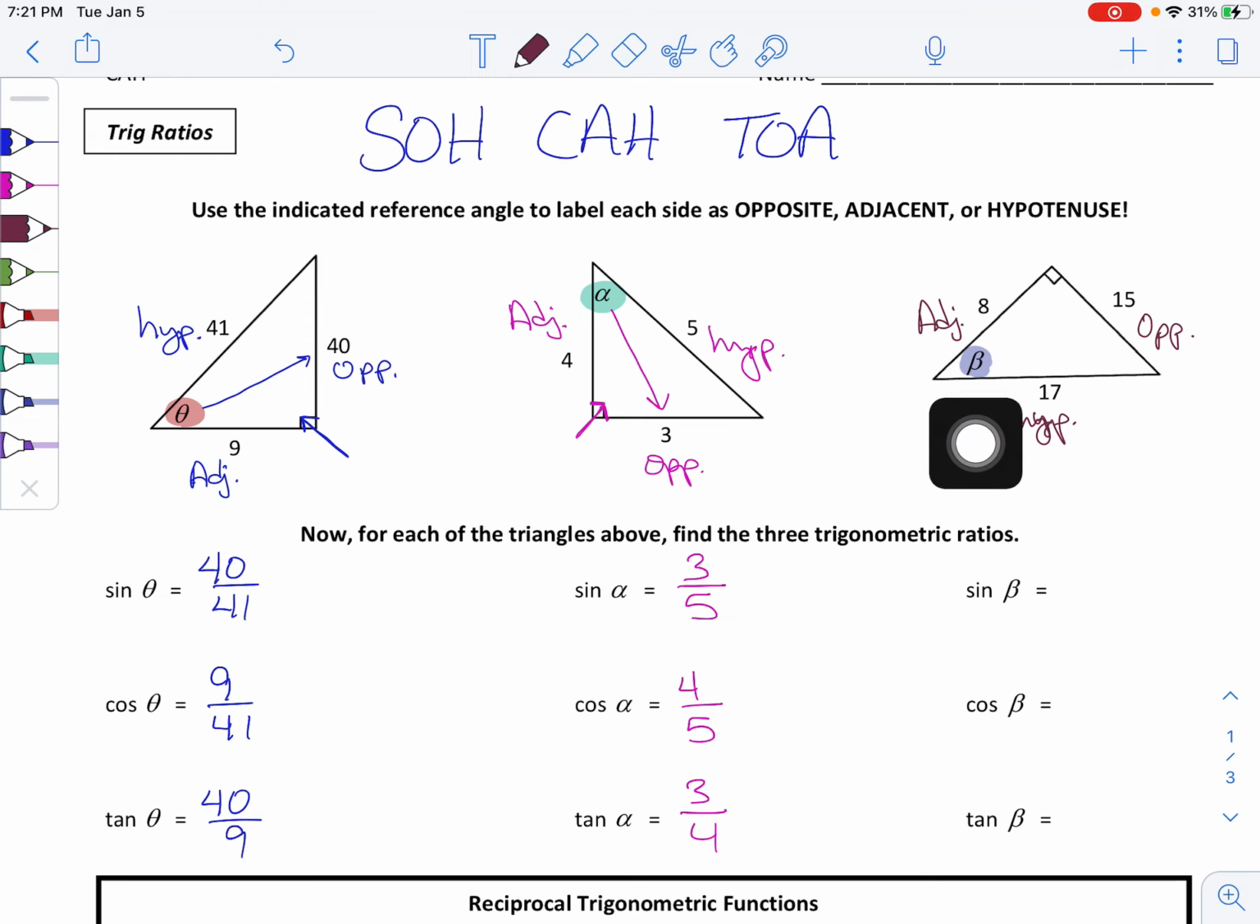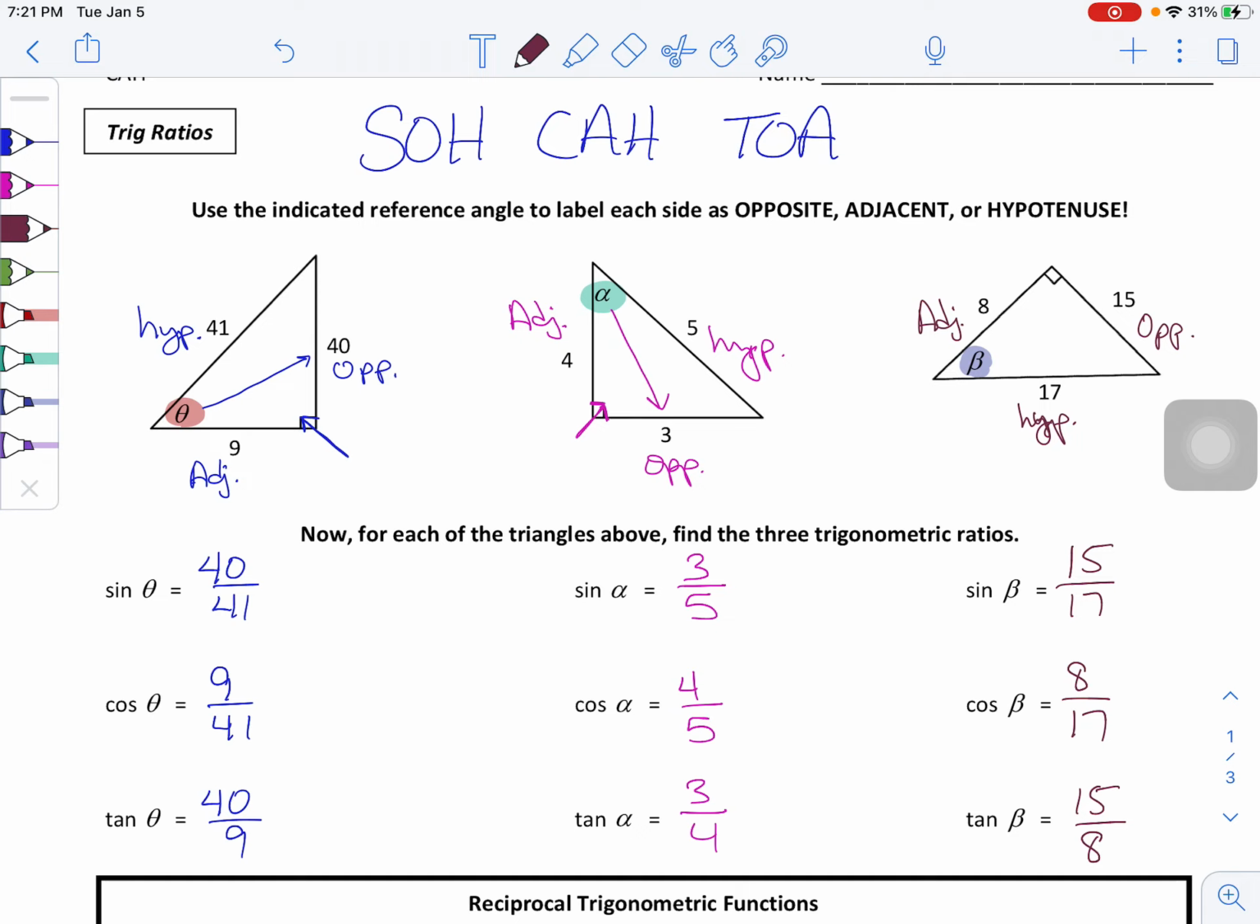Last set here is beta. So let's see, sine is opposite over hypotenuse. Cosine is adjacent over hypotenuse, and tangent is opposite over adjacent. Again, none of those can be reduced. If you can reduce the fraction, you need to.